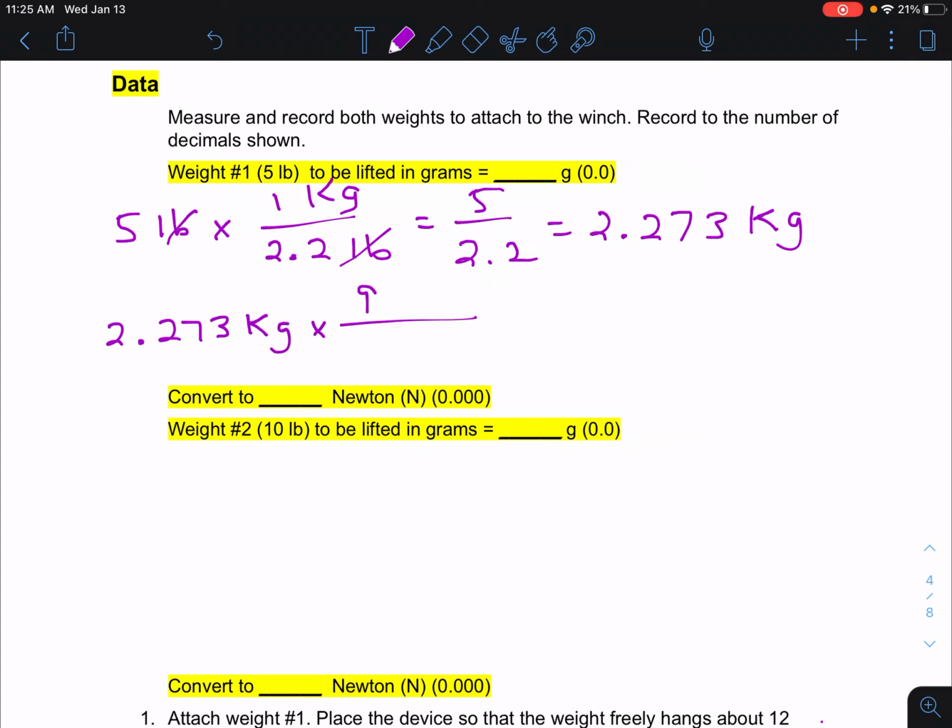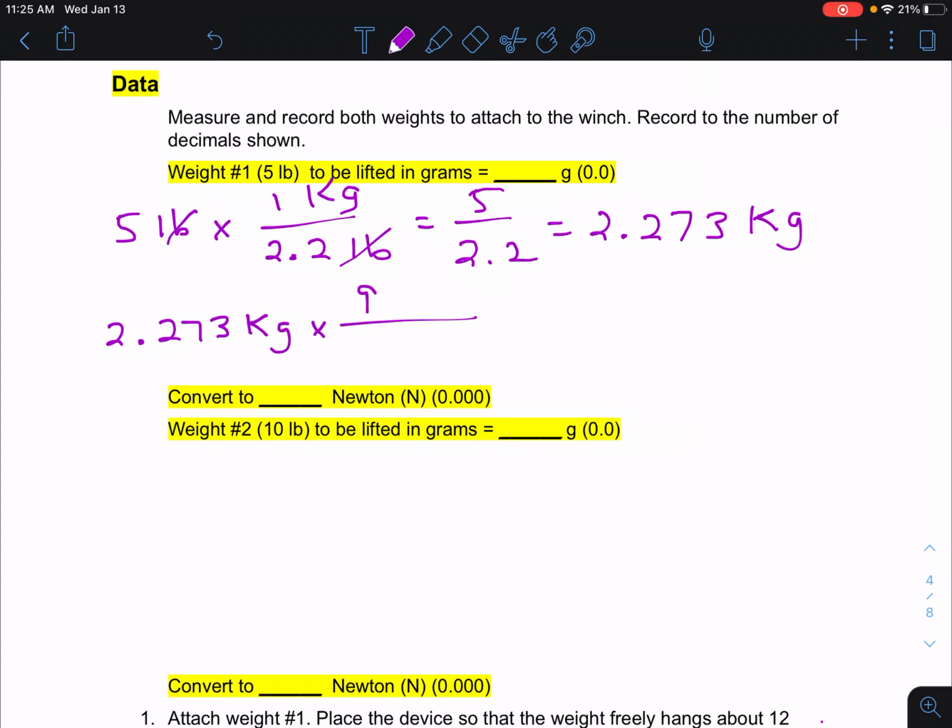22.275. And that answer goes right here, under lifting force. Oops, not right there, right here. 22.275, because we're doing the 5 pounds right now.